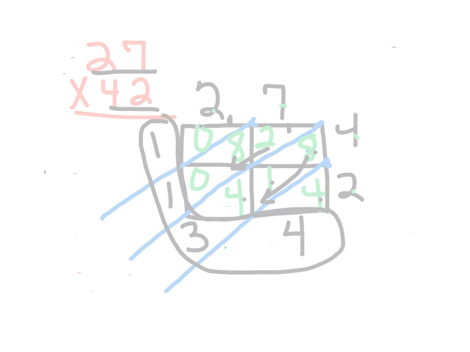1,134. So those are 3 different methods, standard, area, and lattice, that you can approach multi-digit multiplication.